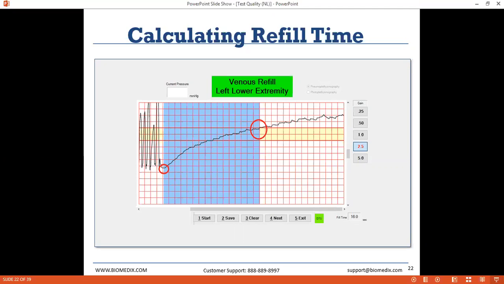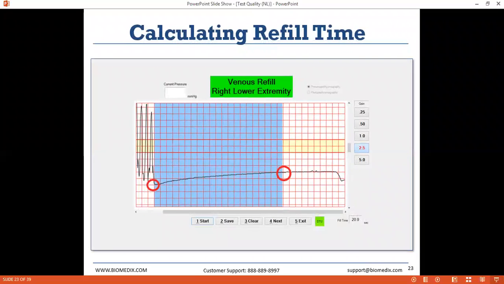The difference between a normal and an abnormal refill time is whether or not it's above or below 20 seconds. So in this case, the patient has a refill time of about 16 seconds, which does indicate mild to moderate venous insufficiency.